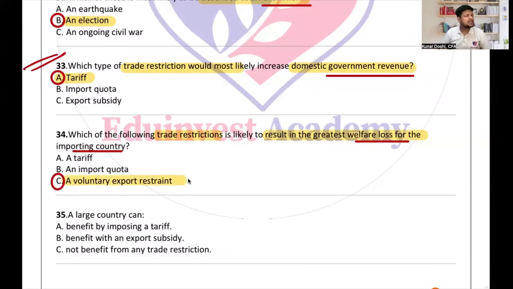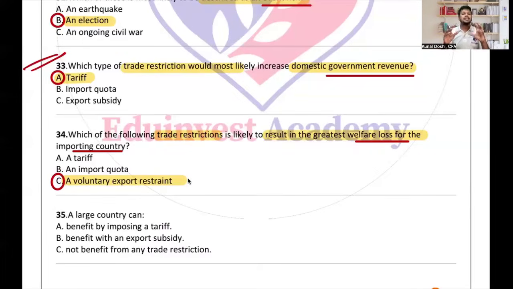Voluntary export restraint. Do you remember my example from the videos? Which country? Toyota. Example of Japan. Japan realized that before the US puts tariff on me, let me stop selling cars to the US. Understood? Have you watched my videos? Then you will see this example.